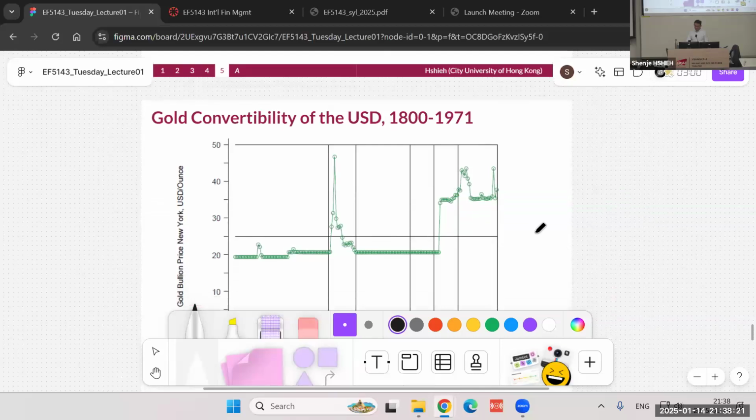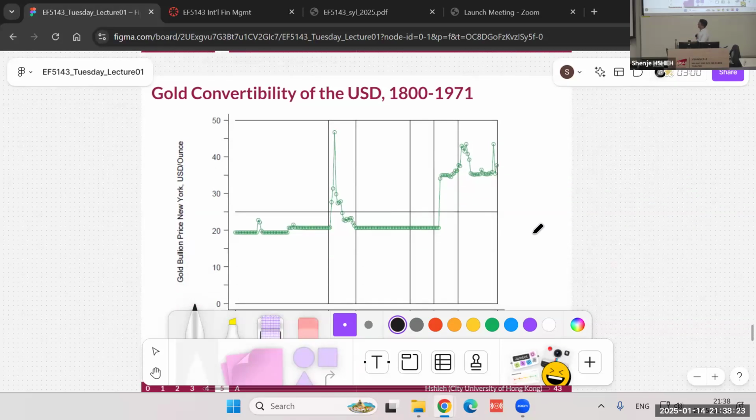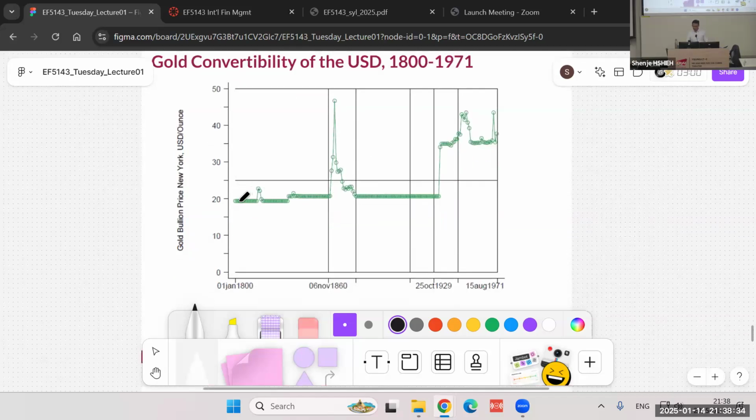Okay. So let's use the United States as the case example. This is gold convertibility from 1800 to 1971. So starting in the 1800s, before the Civil War, we have a conversion of gold in terms of dollars per ounce of around 20, right? So far, so good.